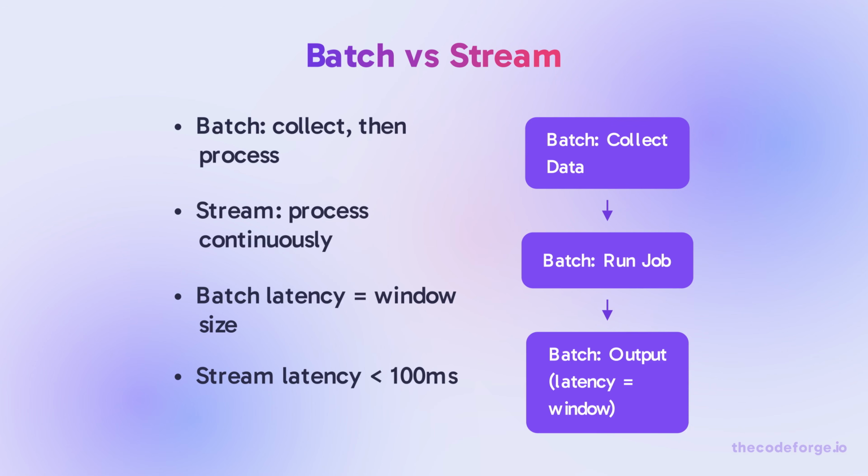Batch processing is simple: collect data for an hour, then run a job. But the latency is the window size. Stream processing keeps a persistent pipeline, processing each record as it arrives. The trade-off: you must manage state, ordering, and failures continuously.